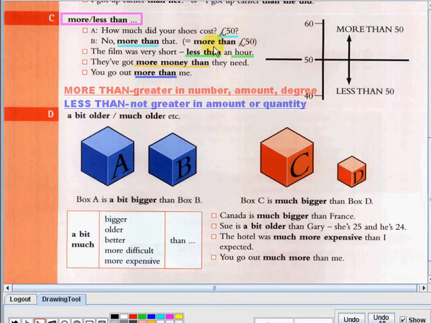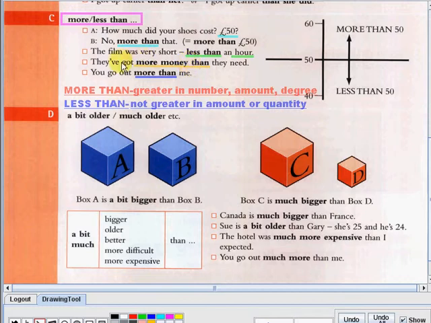Now let's go to the second sentence. The film was very short, less than an hour. So less than an hour, it means maybe 30 minutes or 15 minutes and the like. Now, how about the third sentence here? They've got more money than they need. Okay, so here we use more money than. It's like they have the money more than what they are expected to have, okay?